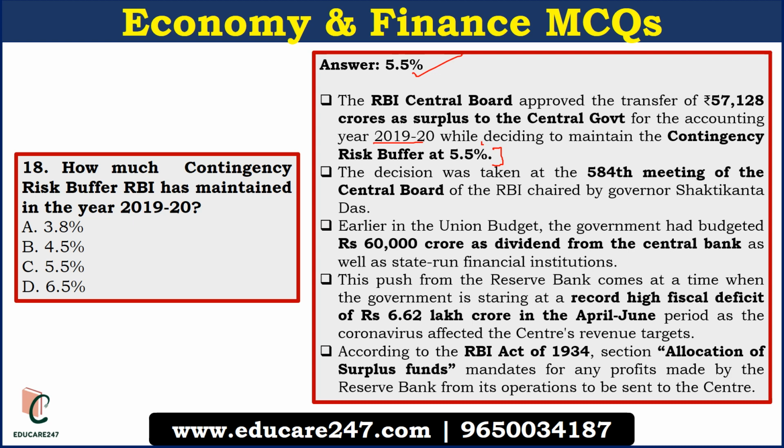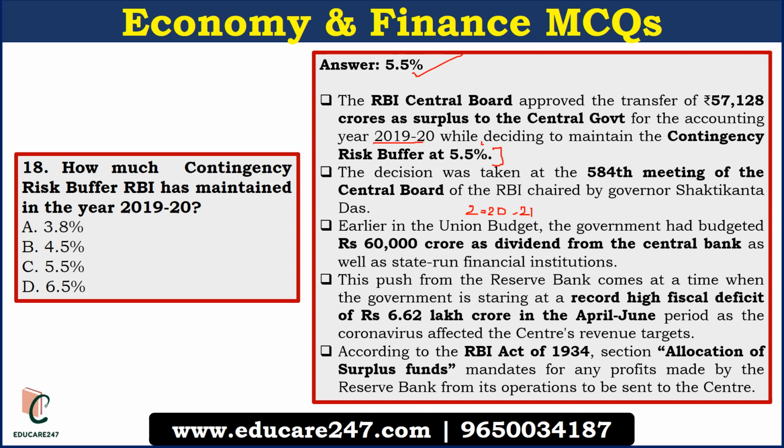This decision was taken in the 584th meeting of the Central Board, and this board was chaired by RBI Governor Shaktikanta Das. In budget 2020-21, the government has said that they will take 60,000 crore as a dividend from the central bank, and this 57,000 crore is approximately the same amount.